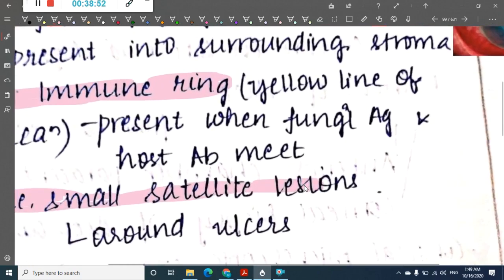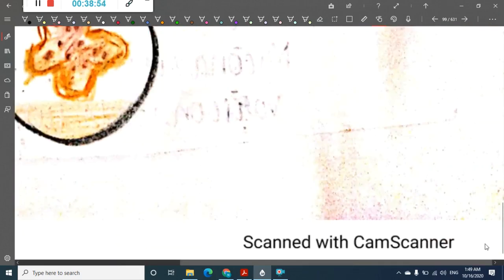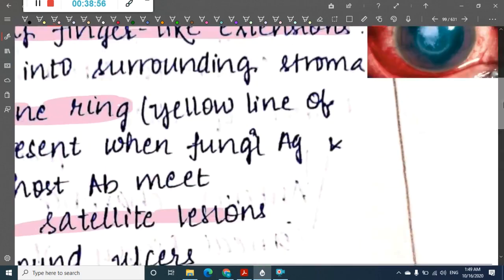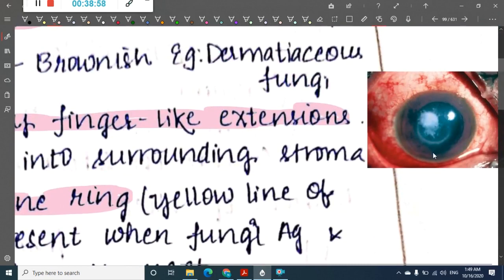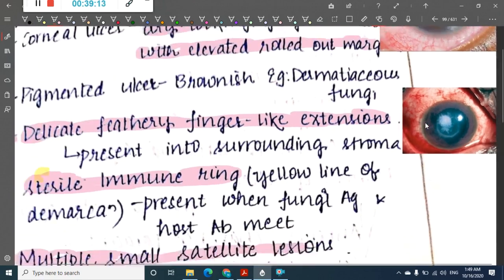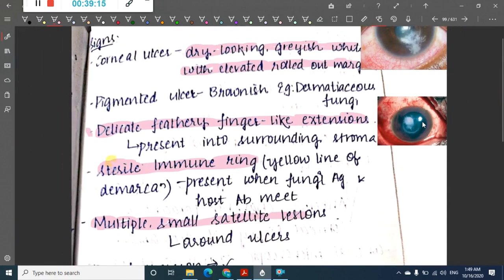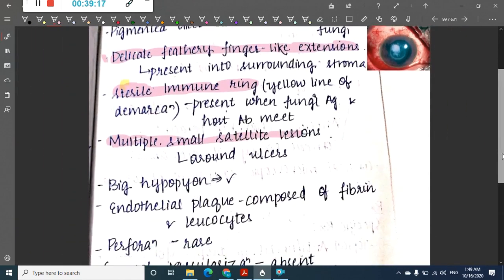I will show you these satellite lesions also. If you see correctly, this is the ring, and surrounding it we have small white colored spots. Those are satellite lesions, which can be seen around the ulcer.